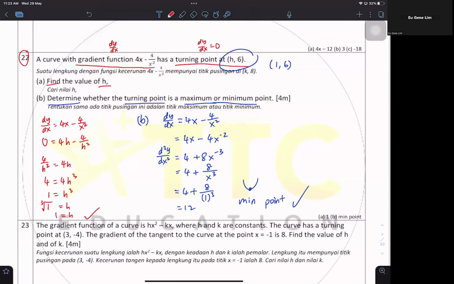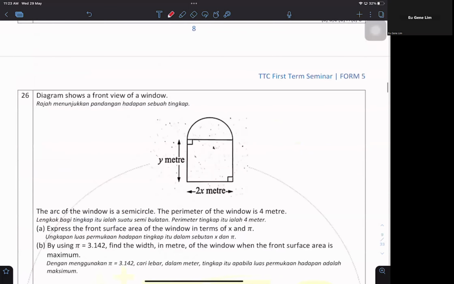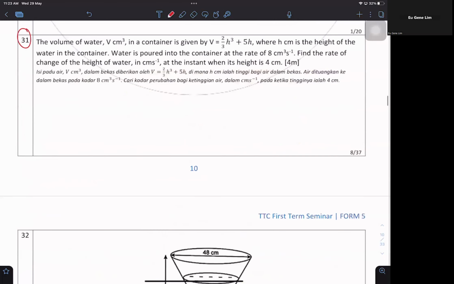Okay, I can understand. Okay, good. Continue. So very good. Maximum minimum is the topic that I love so much. This one, because dy dx equals 0, very simple. Okay, next we skip. We go to a bit more difficult one.